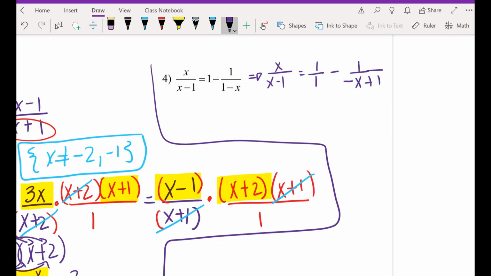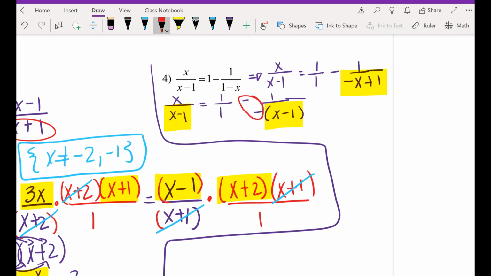The reason I want to write in order is because I want to factor out a negative 1. So this is x over x minus 1 equals 1 minus 1 over, and I'm going to factor a negative 1 from here. If I factor a negative 1, I have an x minus 1. As you can see, this is the same as my other denominator, so I don't have to do a lot of work. And in mathematics, two negatives make a positive. This is so much easier than you thought. It's x over x minus 1 equals 1 plus 1 over x minus 1.